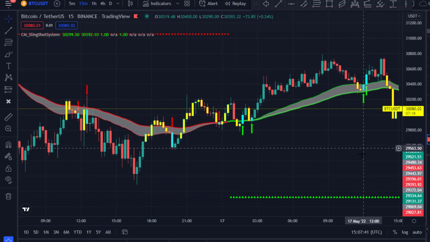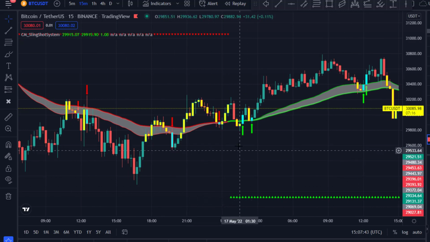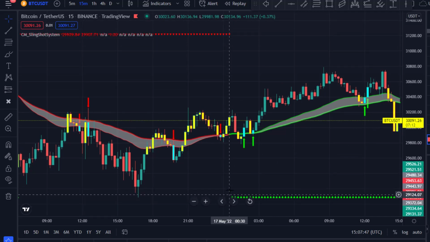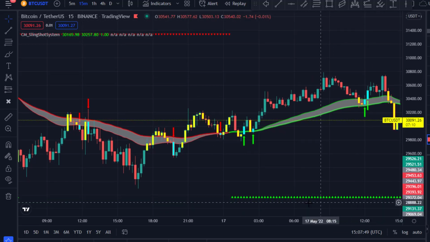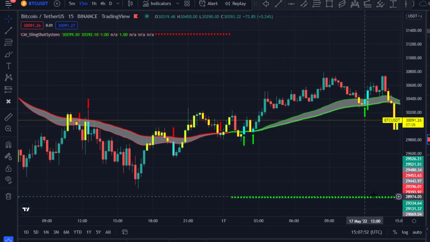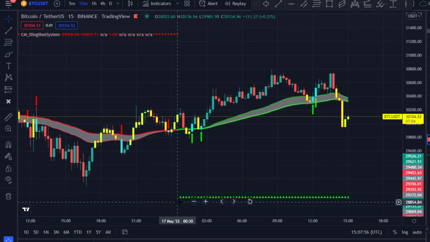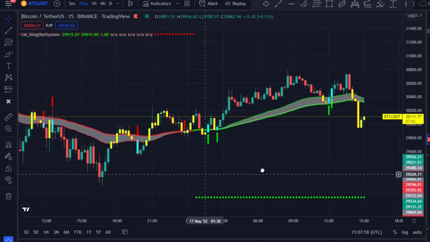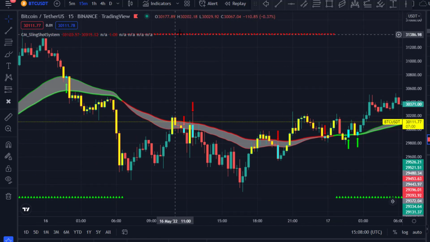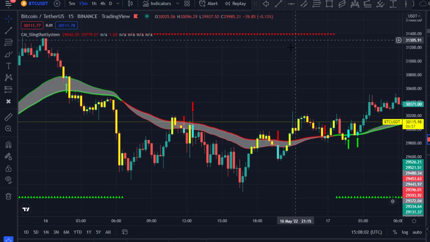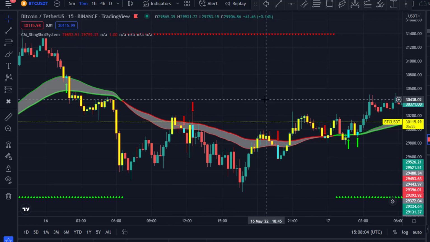Now, if we want to take an overview of this indicator, it indicates the entry point for long trades with green arrows. And when the green triangles are at the bottom of the chart, it indicates an upward trend. And when the red triangles are at the top of the chart, we have to look for short positions, because we are in a downtrend.